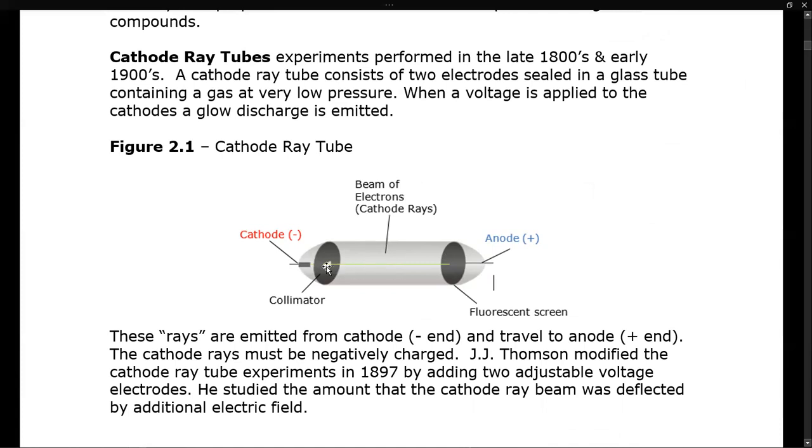And it would pass through the slit, making sure all the electrons are going the right direction, and they would travel towards the anode. And you could use that with a fluorescent screen to make sure that you're projecting a dot onto that TV, and that's how the early pictures were made.